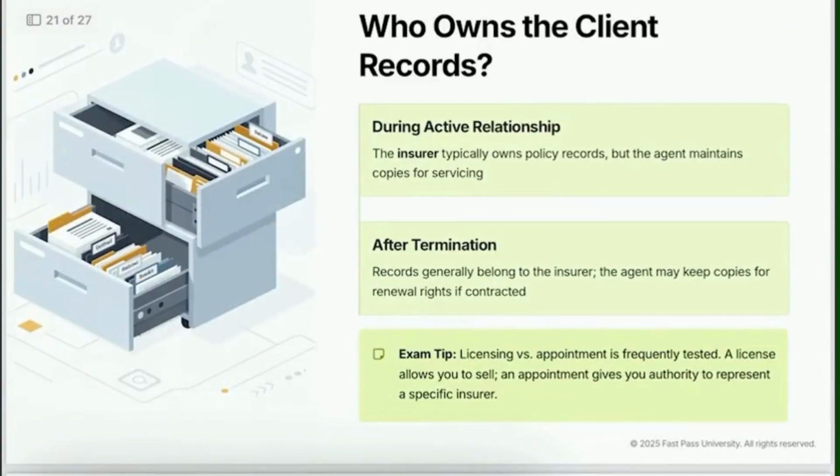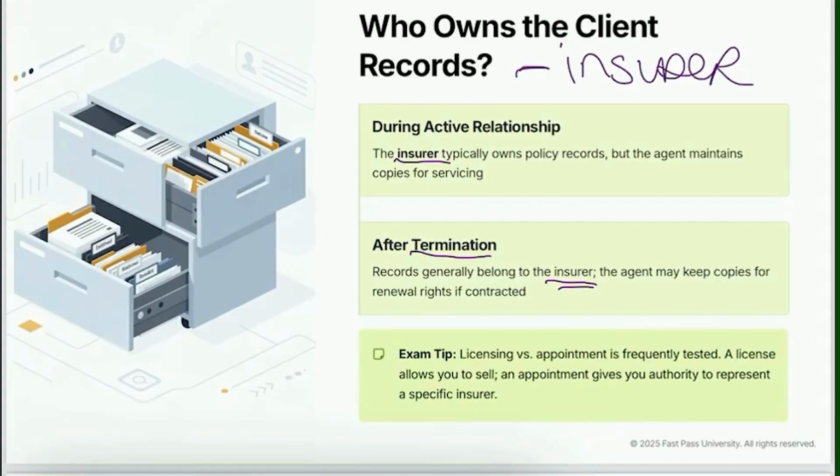Okay, now who owns the client records? When we were talking about after termination, figuring out the retainment of records, who owns the records? During the active relationship, the insurer typically owns policy records, but the agent maintains copies for servicing. After termination, records generally belong to the insurer. The agent may keep copies for their own renewal rights if allowed in their contract, but for testing purposes, the insurer owns the records, not the agent.